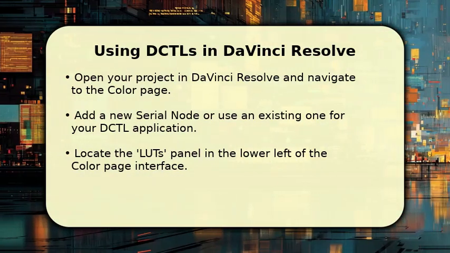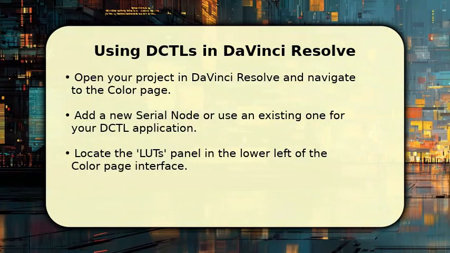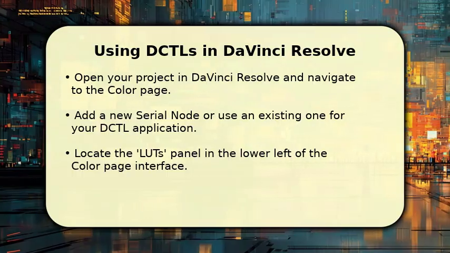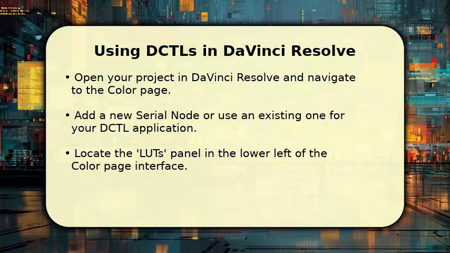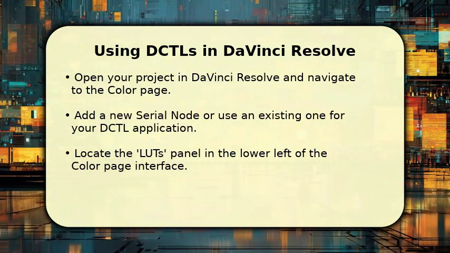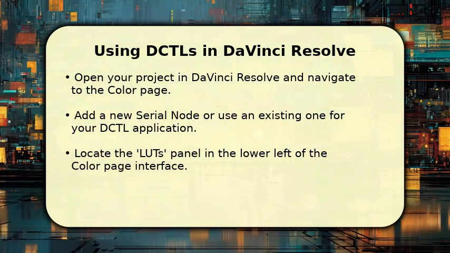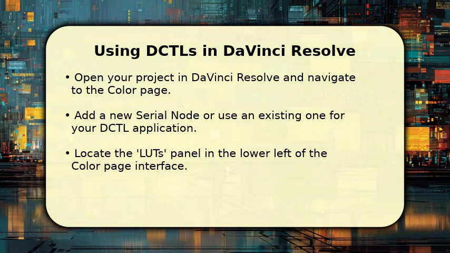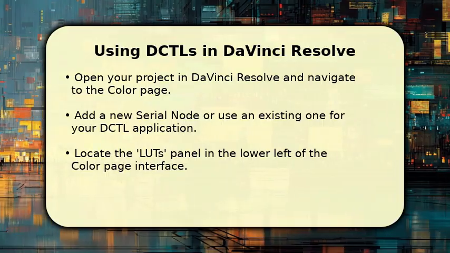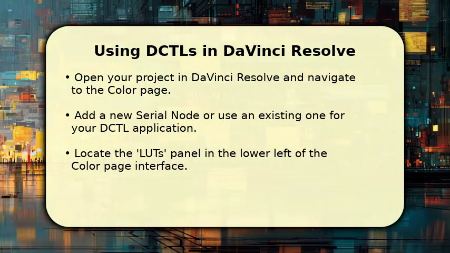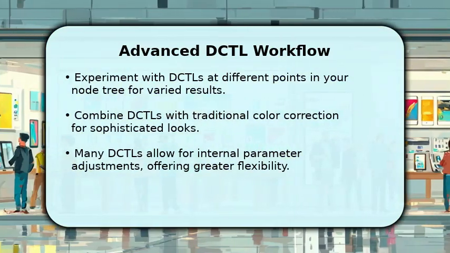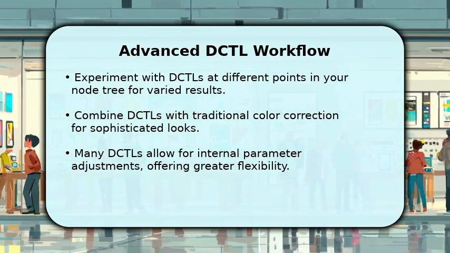Once installed, applying a DCTL in DaVinci Resolve is straightforward. Open your project and navigate directly to the color page. Add a new serial node to your node tree, or select an existing one for your desired transformation. In the lower left section of the color page, locate the LUTs panel. Your newly installed DCTL will be listed there, often alongside your regular lookup tables, ready for you to select and apply instantly.